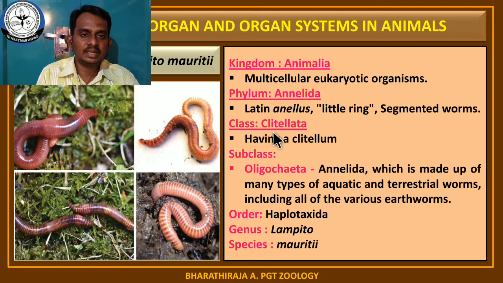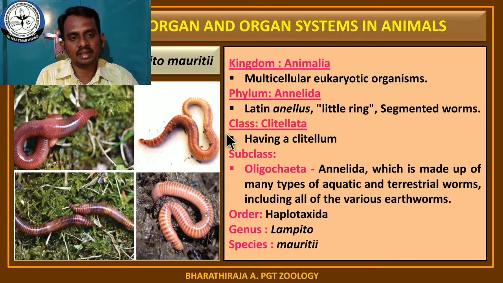Okay. And class Clitellata. Clitellata means having a clitellum. Clitellum is a special character found in this animal. That is a small swollen-like structure that appears in the mid-region, near the anterior region of the body. That structure is called the clitellum.